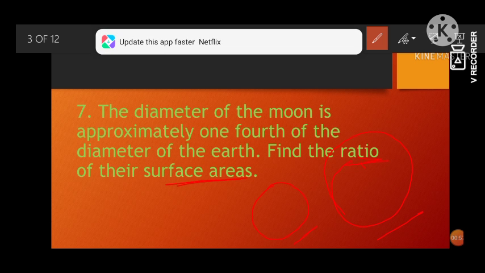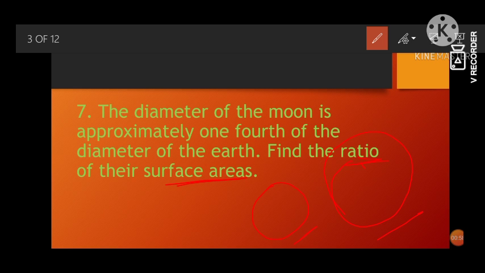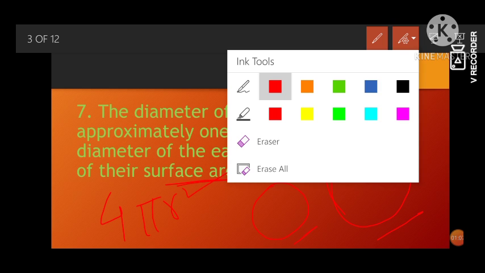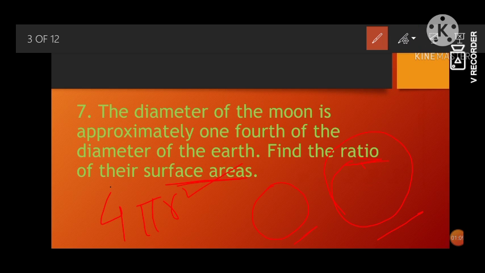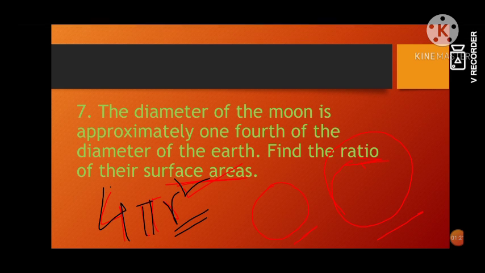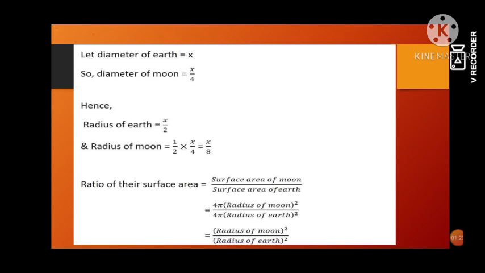So for spheres, we know that the surface area is 4 pi r square. So this is the surface area for the sphere. We will use this formula. So let us see how the sum is being done.